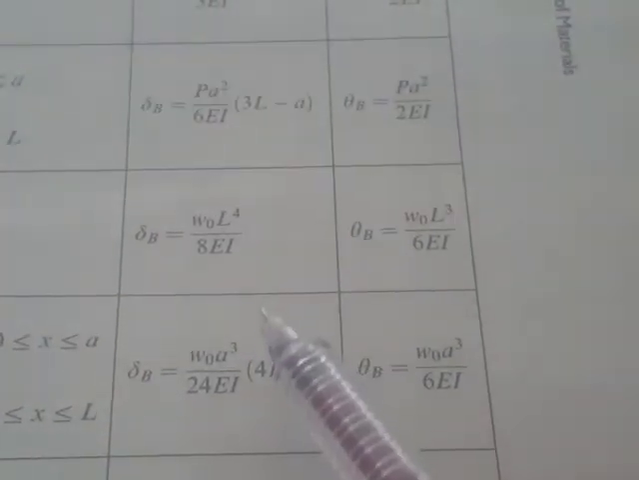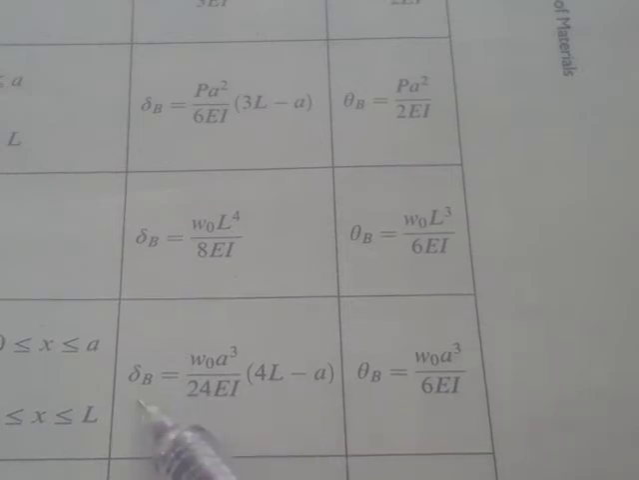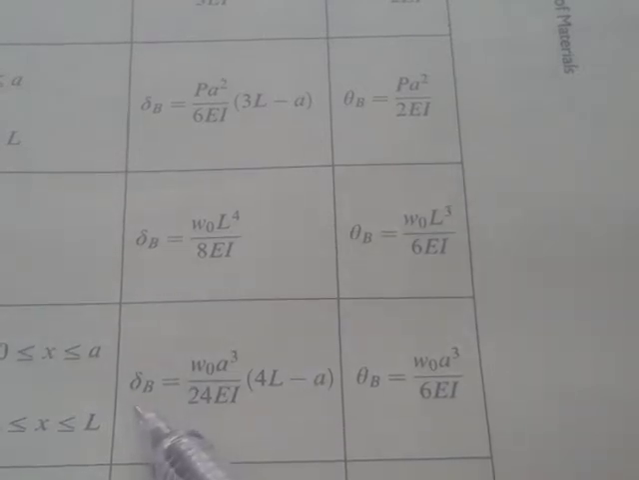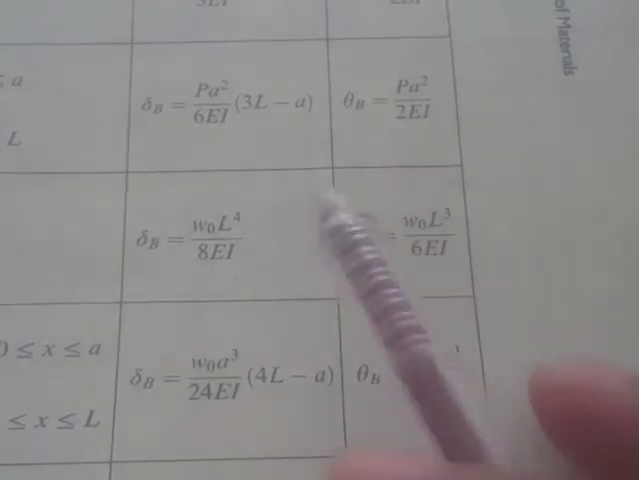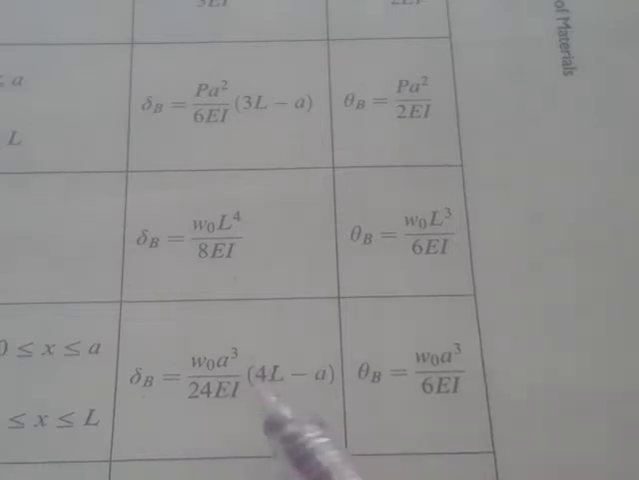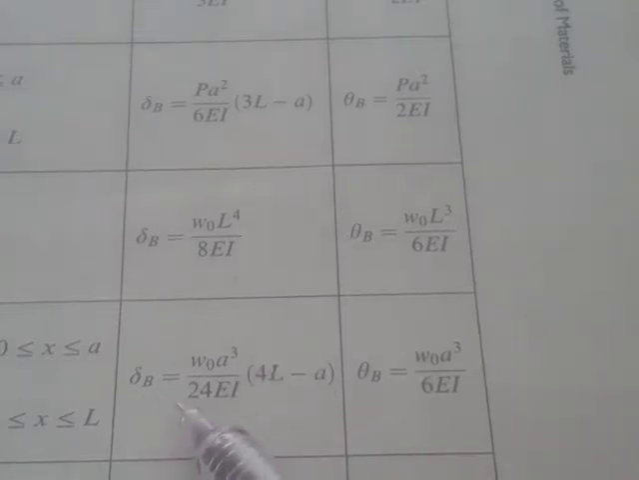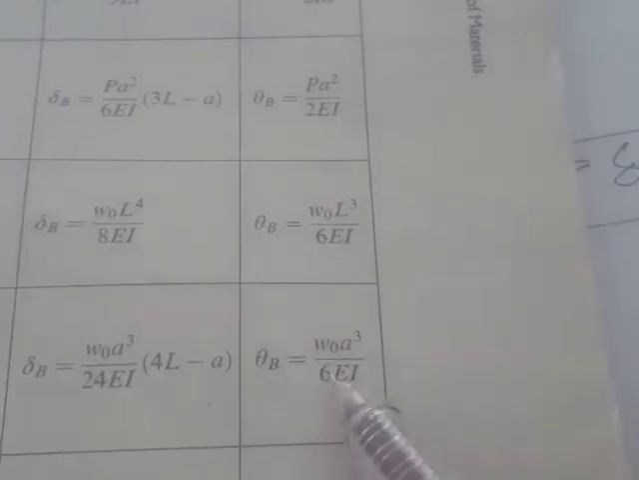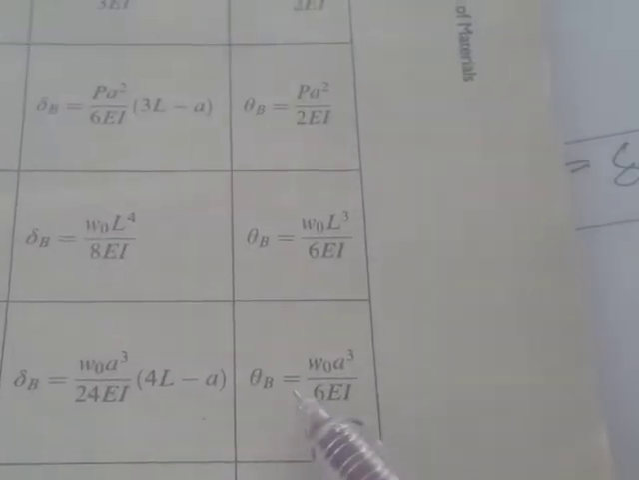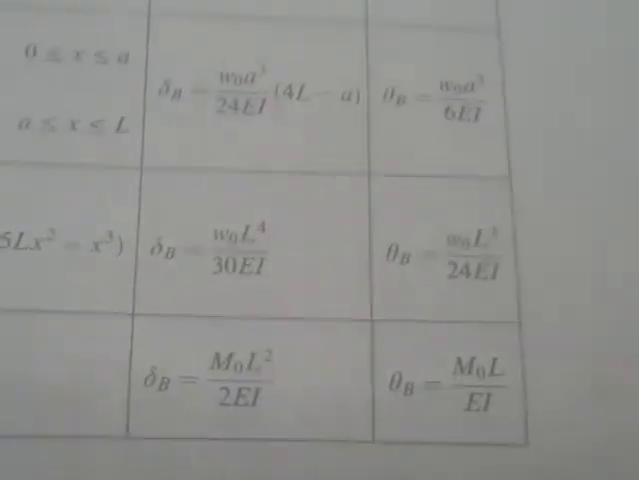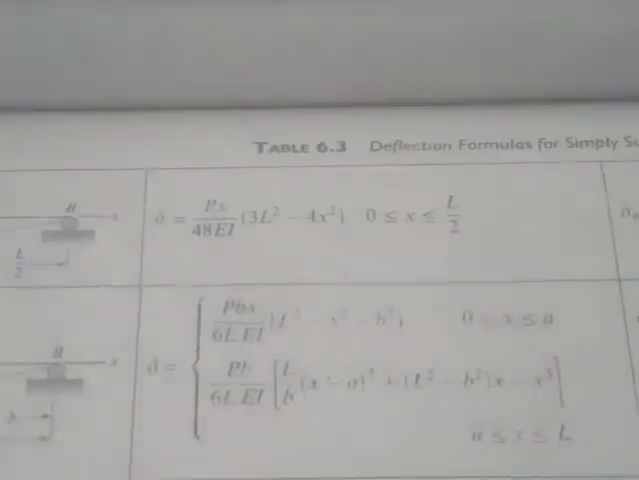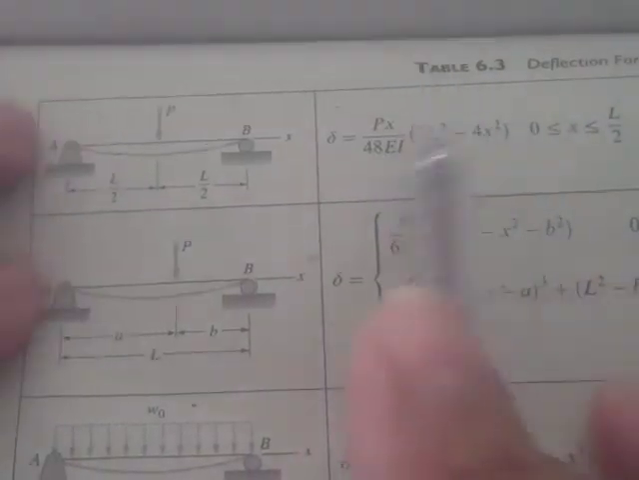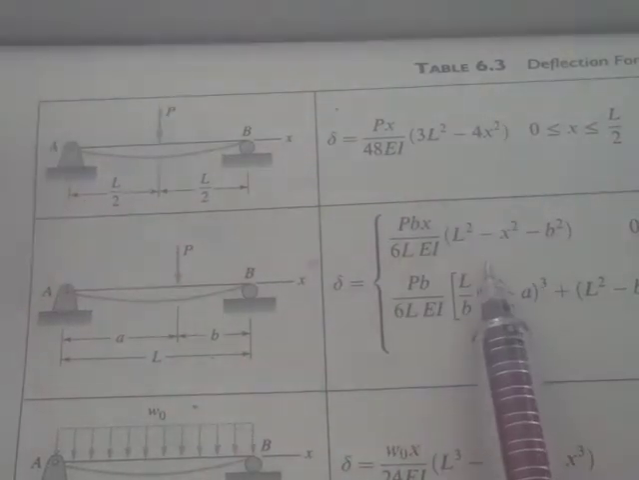Okay, so right here in the third column, this is just the deflection at P, the deflection at a specific point. And in the last column, this is the rotation. Okay, so now let's go to the next table, which is for simply supported beam conditions.